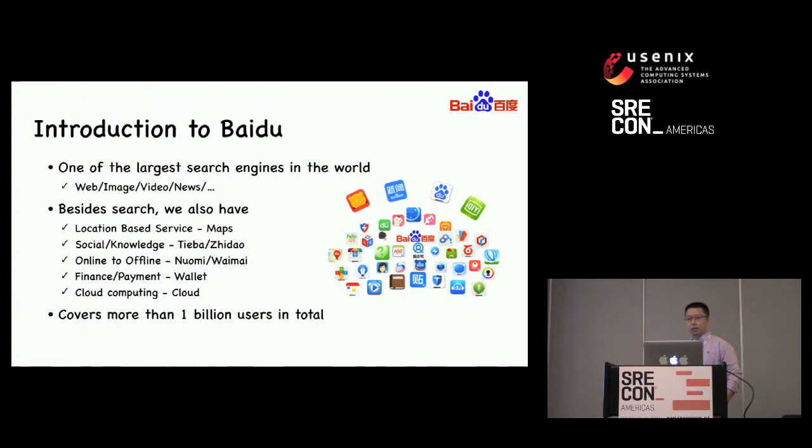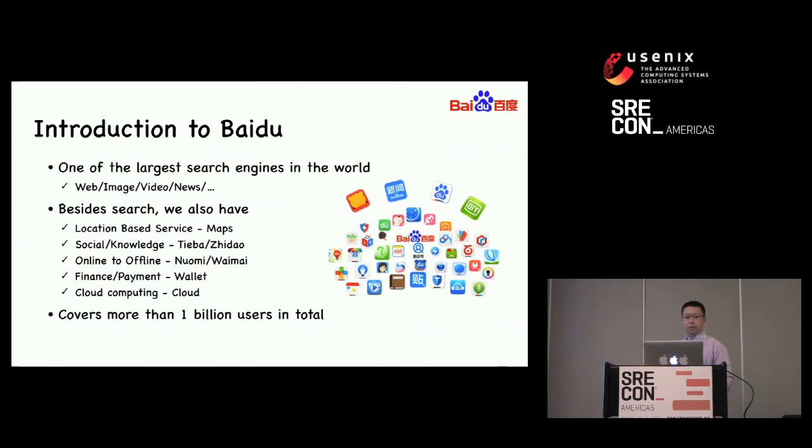Okay, some introduction to Baidu. Baidu is a Nasdaq listed company, and we are often called the Chinese Google. The main service of Baidu is search. Besides general search, we have lots of vertical search, such as image search, video, and real-time news. Other than search, we also provide other kinds of internet services in the China market. For example, we have location-based services. Baidu Map is one of the most popular map services in China.